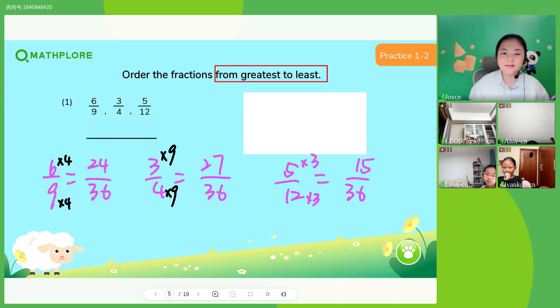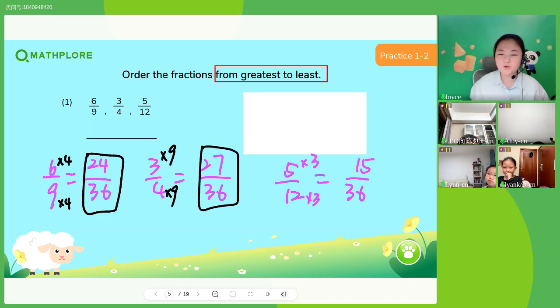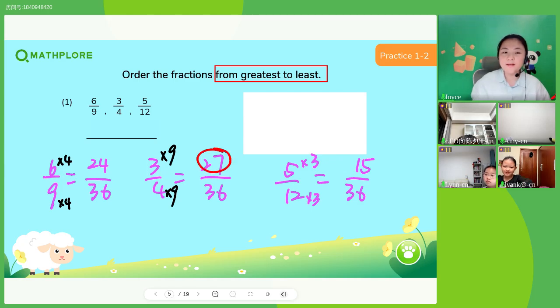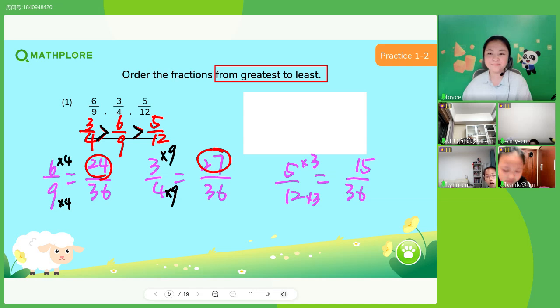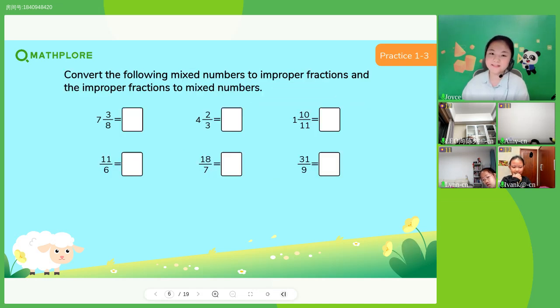Now look, among these 3 fractions, which one is the greatest one? 3 over 4. You can see the numerator is 27, so 3 over 4 is the biggest one, right? 24 is the second greatest, it's 6 over 9, and 5 over 12 is the smallest one, right? Everyone, don't forget to use the symbol like this to link them together, okay? Am I clear enough? Yes. Yeah, and now guys, let's move on to the next practice.